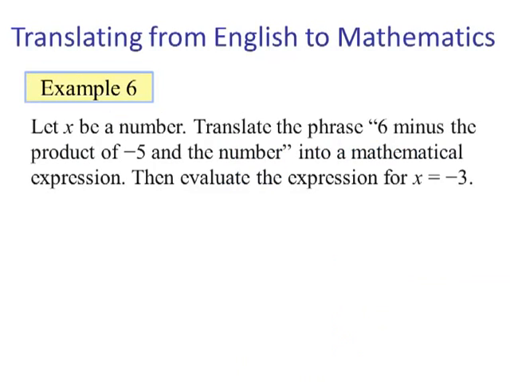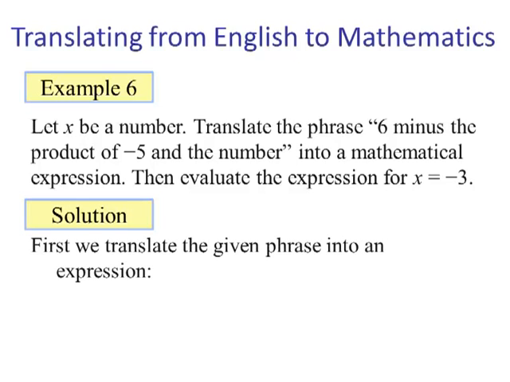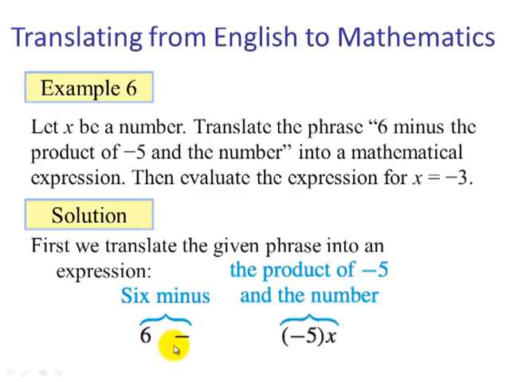Example 6. Let x be a number. Translate the phrase 6 minus the product of negative 5 and a number into a mathematical expression. Then evaluate the expression for x equals negative 3. So the first thing that we do is translate the phrase into an expression. 6 minus means we're going to subtract. Product means we multiply. We're multiplying negative 5 and a number, which we call x.